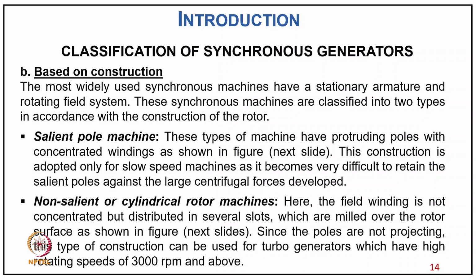Another type is the non-salient pole, also called the cylindrical rotor machine. Here the field winding is not concentrated but distributed in several slots which are milled over the rotor surface, as shown in the figure. Since the poles are not projecting, this type of construction can be used for turbo generators, which have a high rotating speed of up to 3000 rpm and above, typically 3600 rpm, or for gas turbines operating at high speed.